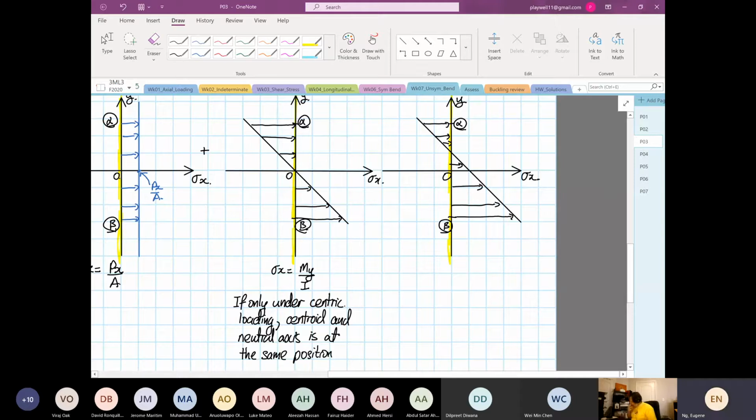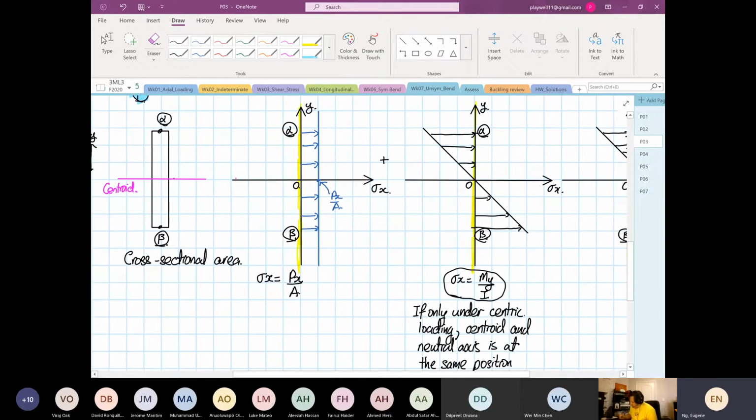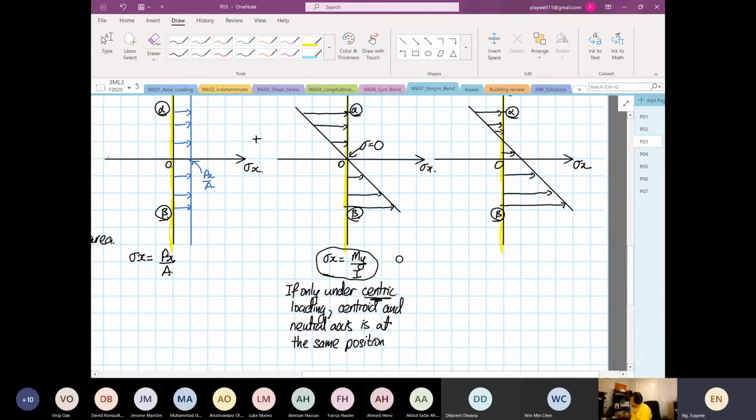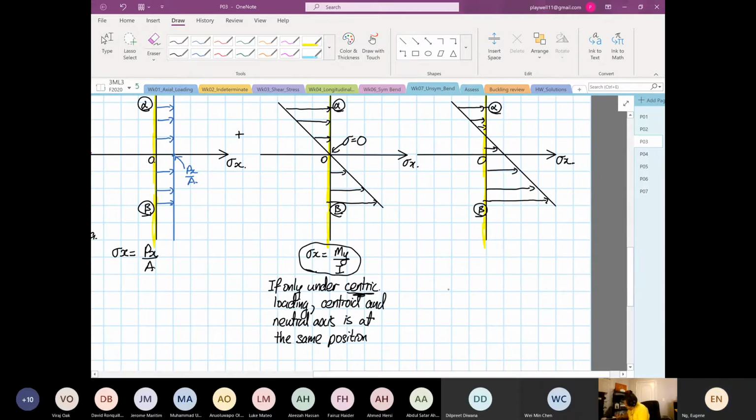If we only have stress X equal to My over I. Why do I say that? Remember, I told you this is the centroid. So we draw the zero line at the centroid, and at this centroid the stress is equal to 0. So this is only under centric loading.